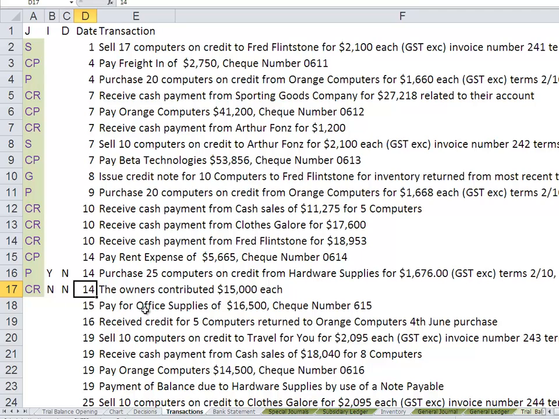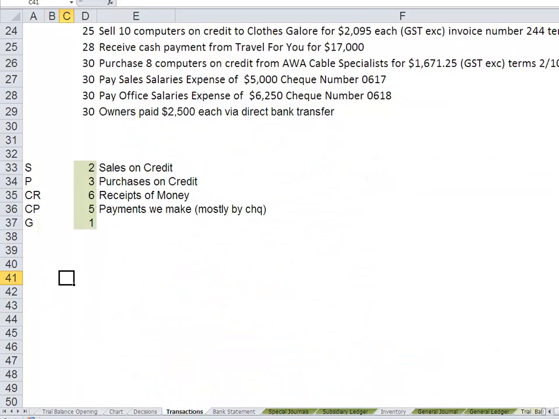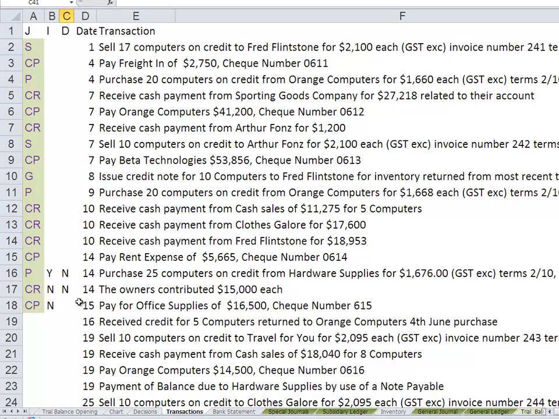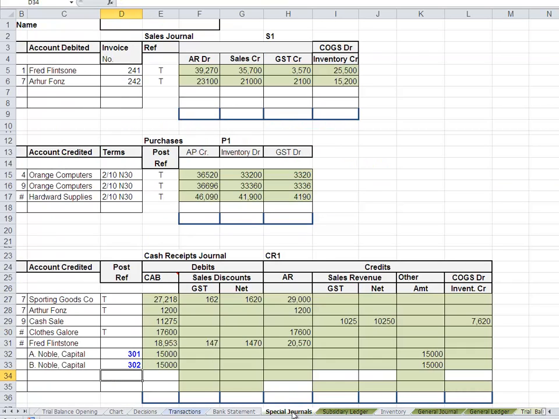Righto, back to transactions. Pay for office supplies of $16,500. Maybe that didn't work that well. Pay for office supplies, so that's going to be our cash payments, and inventory, no. Discount, no. So we go to General Journal. We don't go to General Journal, we go to Special Journal, Cash Payments.